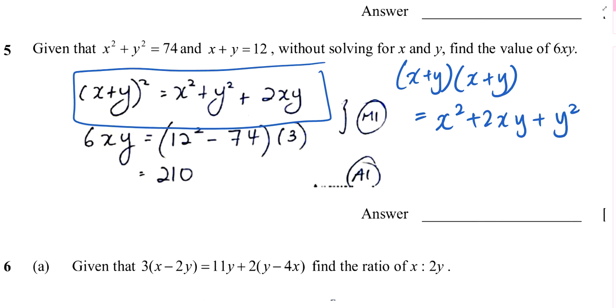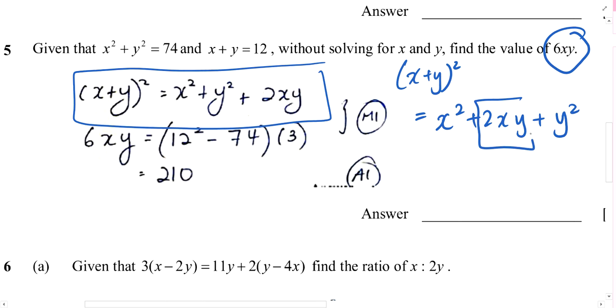So now we make 2xy the subject, because the question wants us to find 6xy. In my expansion, I have a 2xy. Do you know how to go from 2xy to 6xy? Times 3, that's it. So let us make 2xy the subject first. So from here, without skipping steps, I have 2xy equals to x plus y squared minus x squared minus y squared.